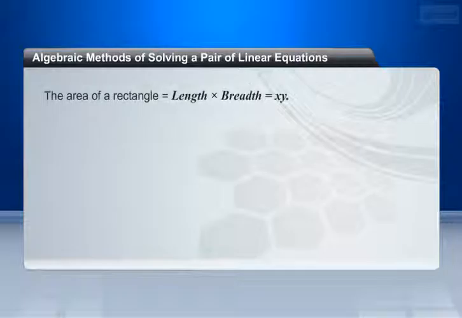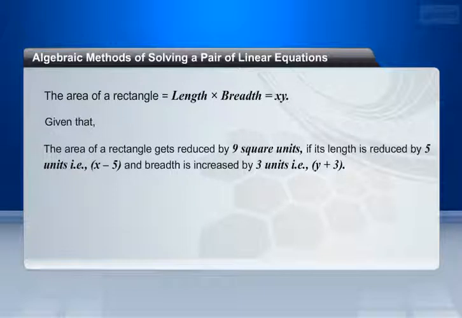The area of a rectangle equals length into breadth equals xy. Given that, the area of a rectangle gets reduced by 9 square units if its length is reduced by 5 units and breadth is increased by 3 units, that is, now length is x minus 5, and breadth is y plus 3, then area of rectangle is given as length into breadth equals xy minus 9 square units. It can be written as (x minus 5) into (y plus 3) equals xy minus 9.